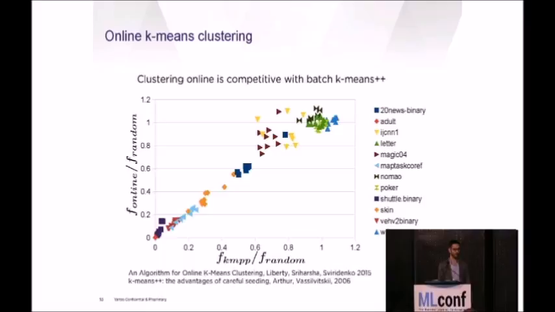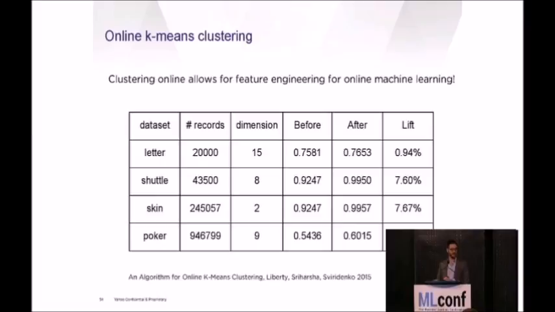So this is just the last slide saying that if you use this K-means to create features for your online learning, you actually do pretty much as well as you would have done with offline feature engineering. Essentially, an analog slide to the PCA slide from before that I skipped, and I'm going to skip this one too because I'm out of time.